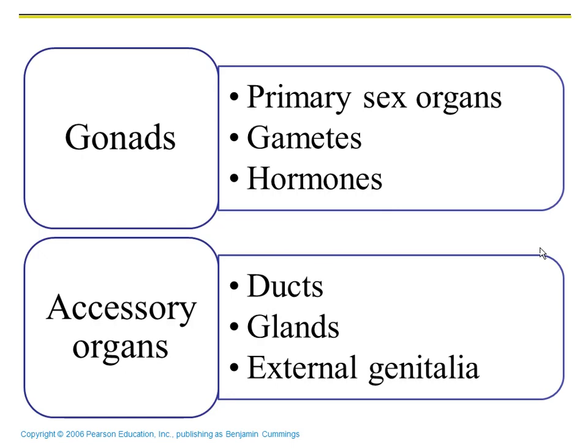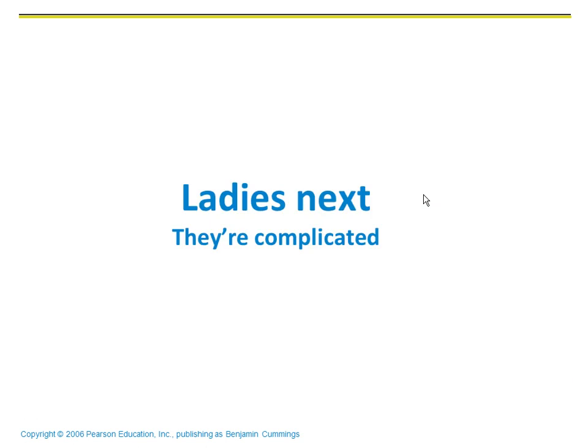But you've seen this before, and just because we're talking about females, it's no different. So same concept with the females. You have gonads, and you have accessory organs. The accessory organs are internal, external genitalia, they're glands, they're ducts, and things like that. Gonads in females are responsible for the same things. They are responsible for making the gametes and secreting hormones. All right, females.